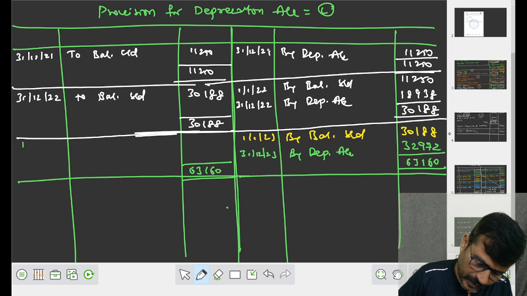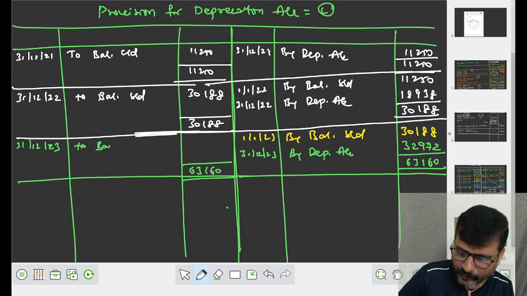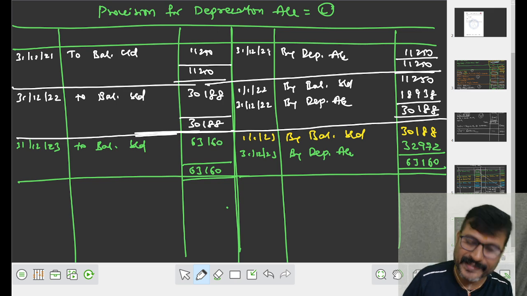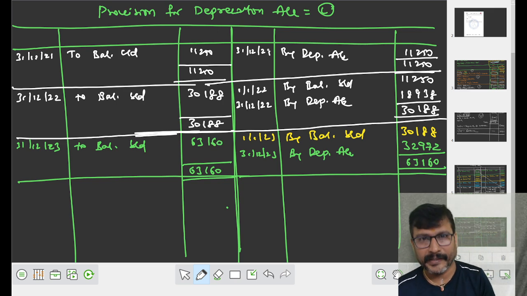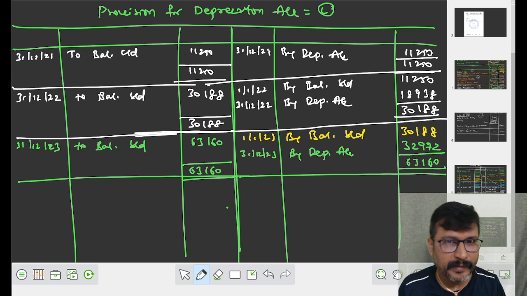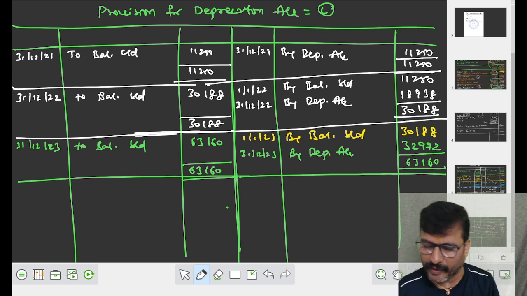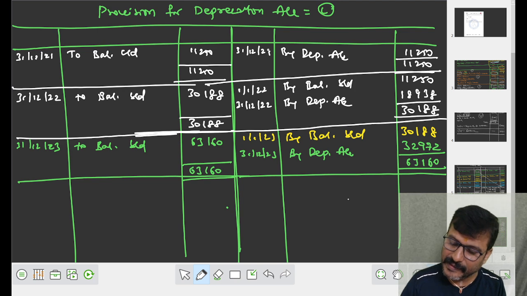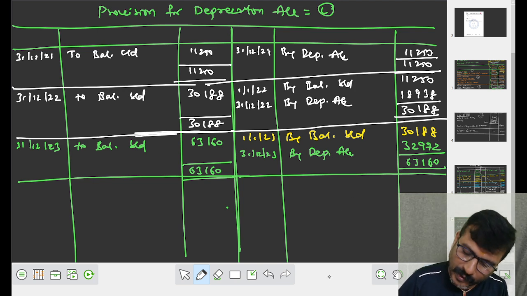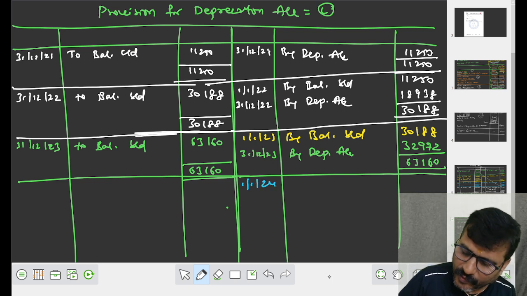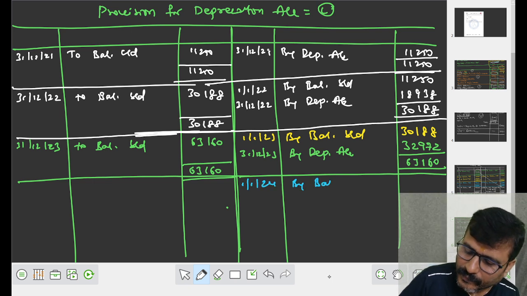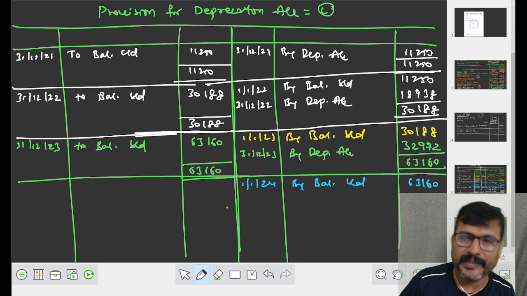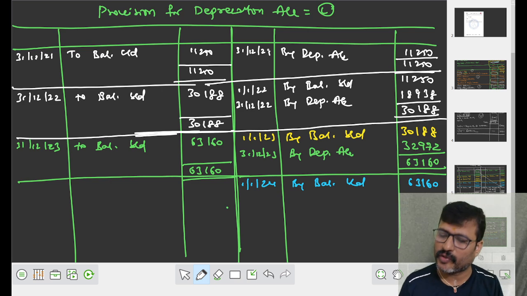Now we have to write 31st December 23 to balance brought down 63,160. Please concentrate. Really a lengthy problem, but very much important for exams. We don't know what kind of problems will arrive in our CA classes, but concentrate. Now on 1st January 24 by balance brought down 63,160. What happened in the fourth year?